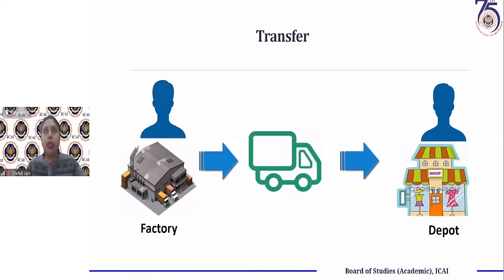Second is transfer. In transfer, there is no compulsion that the ownership has to be transferred. The only thing is that the possession of the goods has to be shifted from one person to another. For example, a person has shifted goods from his factory to his depot for sales. That will be considered as transfer. No consideration might have been charged from factory to depot. Obviously, free of cost, he must have transferred his goods under a delivery challan. But that would be considered as transfer and it becomes a supply.